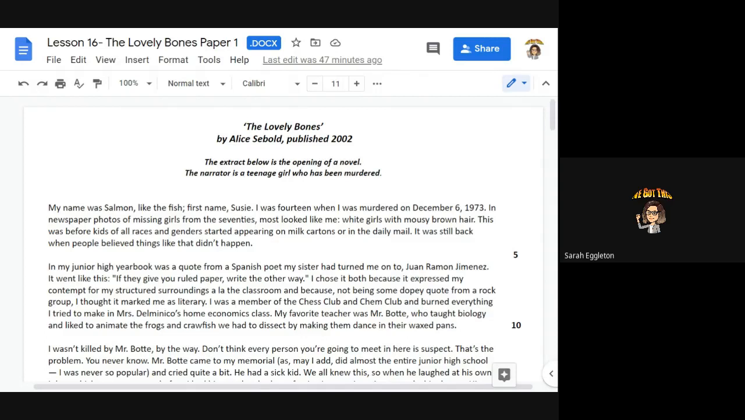In newspaper photos of missing girls from the 70s, most looked like me, white girls with mousy brown hair. This was before kids of all races and genders started appearing on milk cartons or in the Daily Mail. It was still back when people believed things like that didn't happen. In my junior high yearbook was a quote from a Spanish poet my sister had turned me onto, Juan Ramon Jimenez. It went like this: if they give you ruled paper, write the other way.